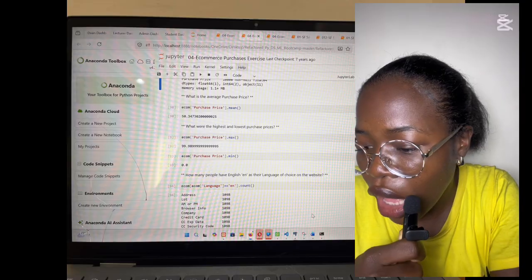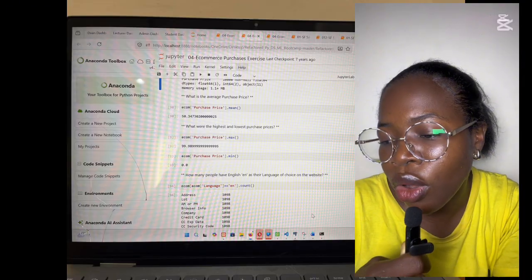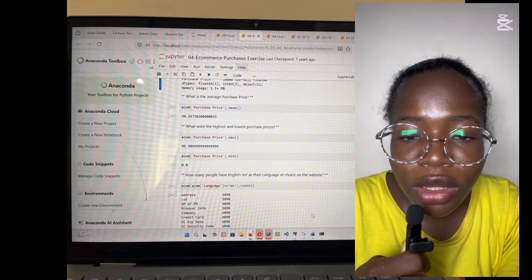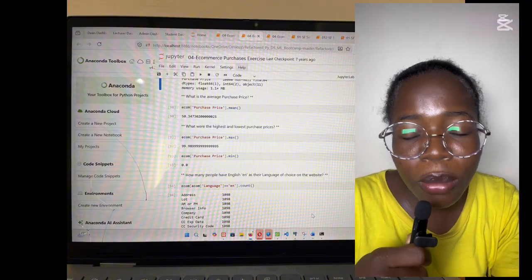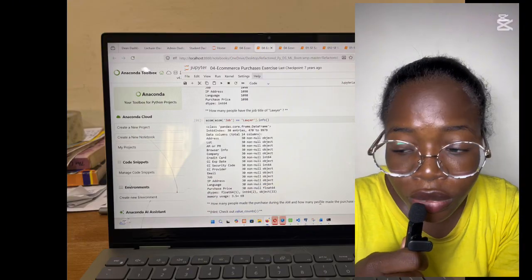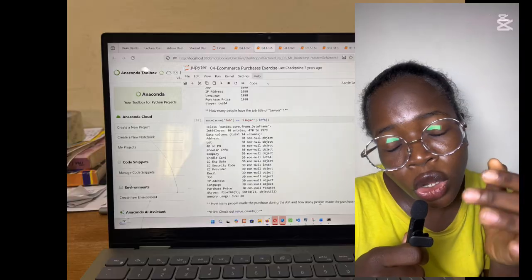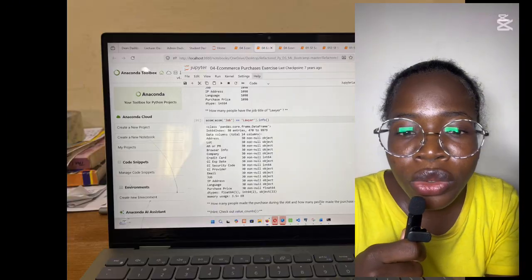Next, we have how many people have the job title of lawyer. Likewise, ecom job equal to lawyer. It calls the e-commerce data set, and it calls the column job, and then in the column job it is finding all rows bearing the word lawyer.